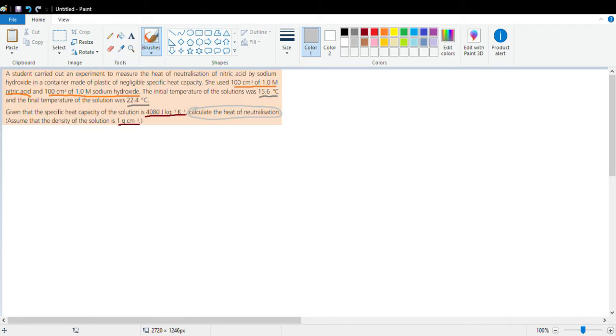So my heat of neutralization, I should know my formula for that. Heat of neutralization is equal to the mass times the specific heat capacity times the change in temperature. So delta is the symbol for change, so I'm just writing it out shorthand here. So first of all, let's have a look at what we've been given in the question.